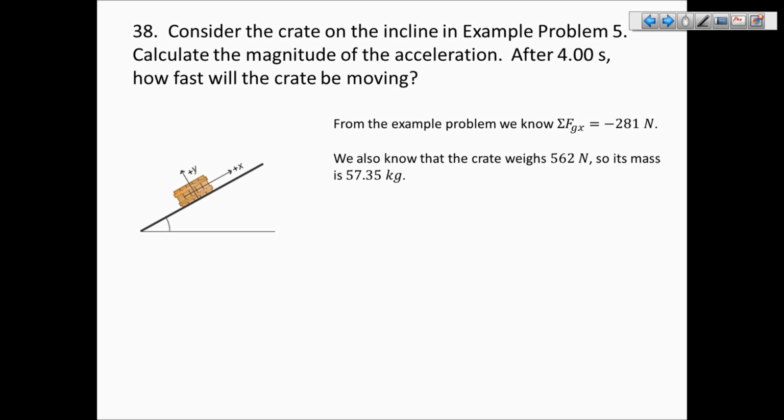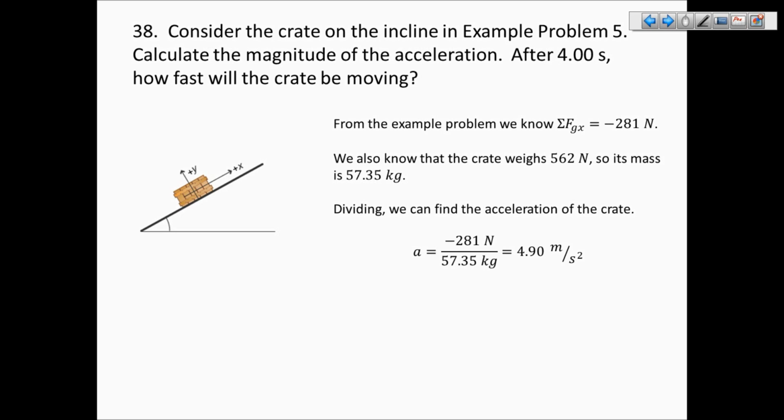Now we're going to use our sum of forces and our mass in order to find the acceleration. All we need to do is divide to find the acceleration of the crate. We find out that the acceleration is 4.90 meters per second squared. Now in order to get the speed after 4 seconds, all we need to do is multiply by the time to get this speed. So we find out that the crate will be going 19.6 meters per second.